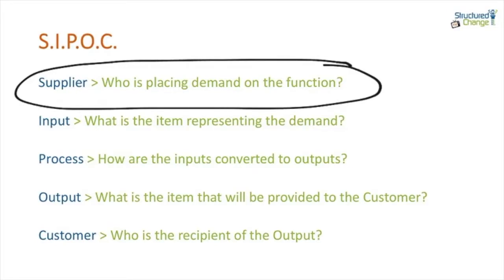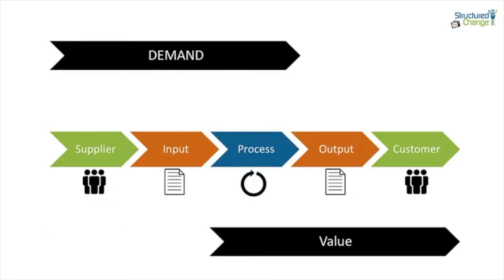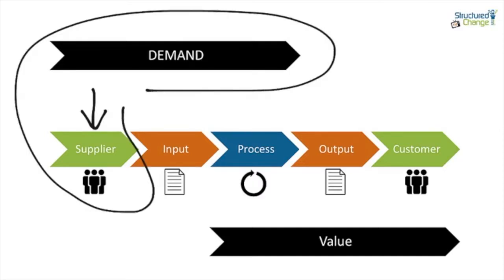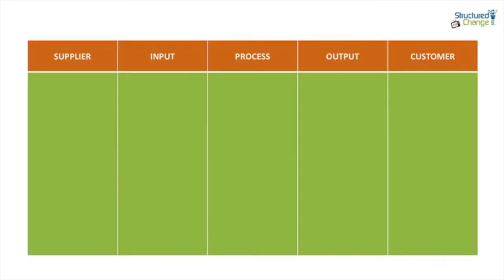Here we go. Who is placing demand on the function? Pretty straightforward. Anyone can understand this. Again, where we are here is we're back down at the start, which is really the supplier, who is the one triggering the demand onto the process itself. Again, standard template, very easy to make up, and it's as easy as doing it on a piece of paper, brown paper, whiteboard, doesn't matter. It's just important to get people thinking.